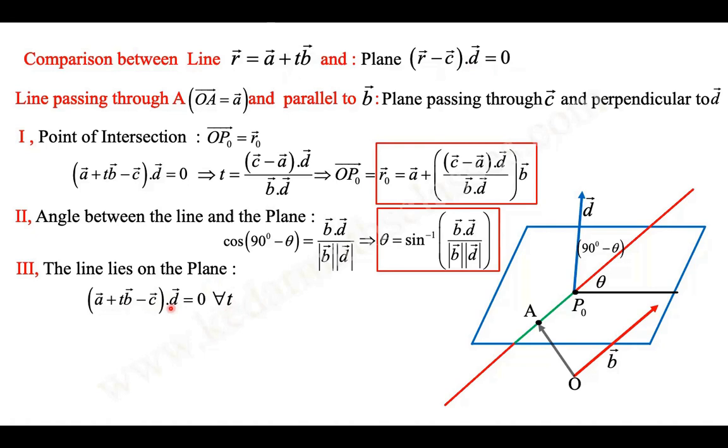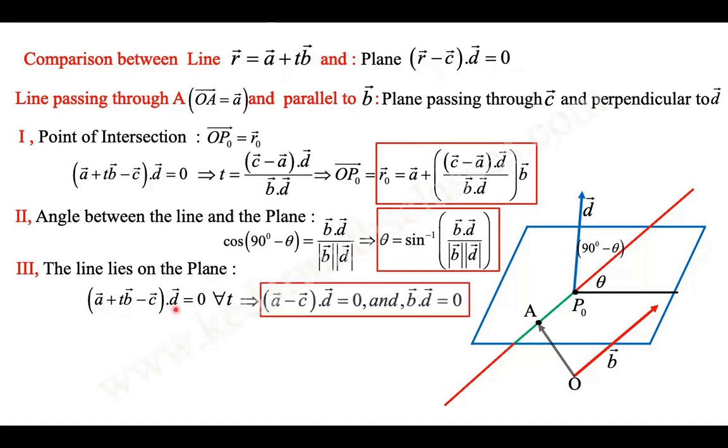For each T it is 0 means I can write this as A minus C dot D plus T times B dot D. That implies that A minus C dot D should be 0 as well as B dot D should be 0. If both conditions are satisfied, then this line totally lies on this plane. Or else you can imagine with common sense. With common sense, B dot D is equal to 0 means B and D are perpendicular, means this B is parallel to the plane.